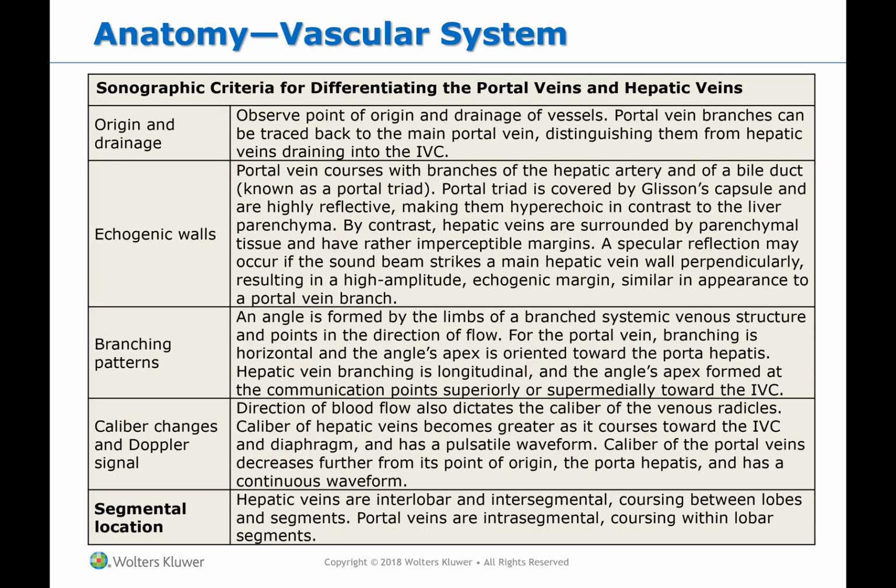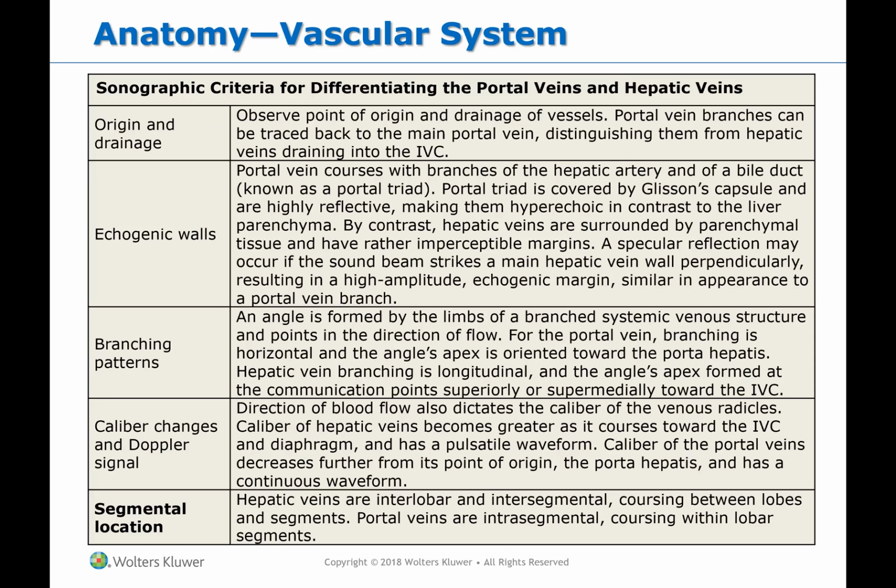Another important thing that we need to look at when we're looking at the anatomy of the liver is the vascular system and how different veins appear in the liver. Portal veins course with branches of the hepatic artery and the bile duct, known as the portal triad. The portal triad is covered by Glisson's capsule and is highly reflective, making them hyperechoic. So portal veins have hyperechoic walls. I mean, they're going to have bright walls.